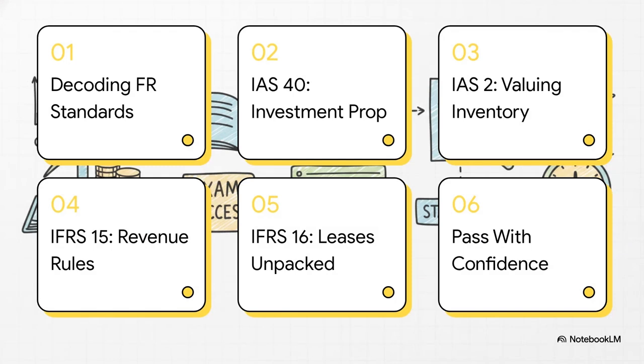We've got a really structured game plan today. First, we'll decode FRS standards generally. Then we're tackling IAS 40 on investment property. From there, we hit IAS 2 for valuing inventory, IFRS 15 on revenue rules, and IFRS 16 on leases. And finally, we'll wrap the whole thing up with a section on how to pass with confidence, basically how to secure those distinction level marks.